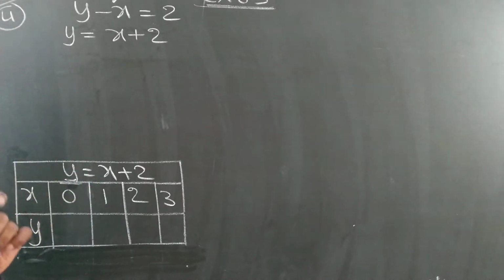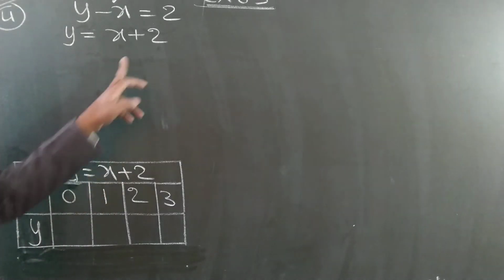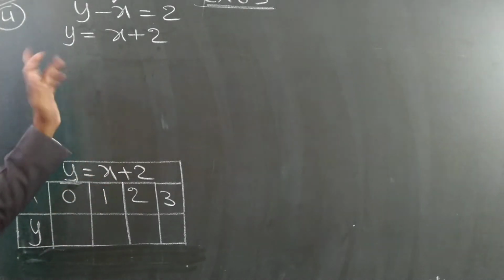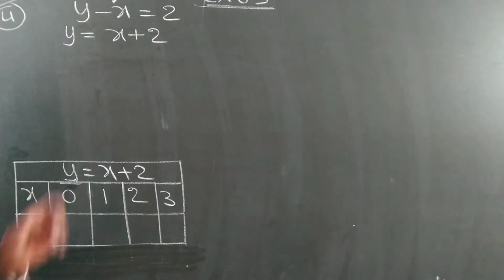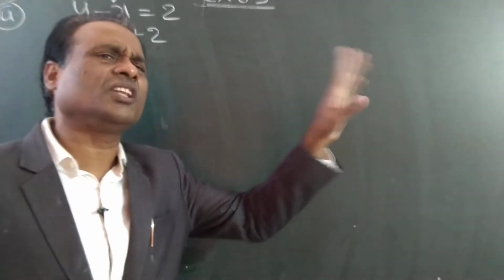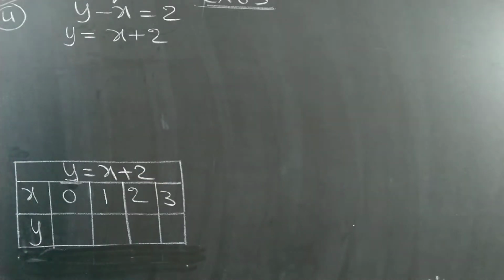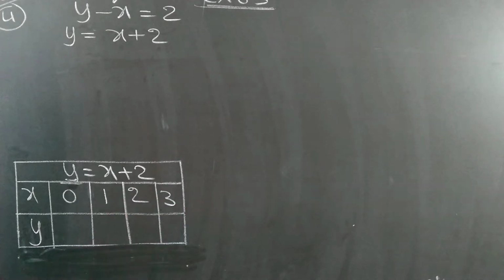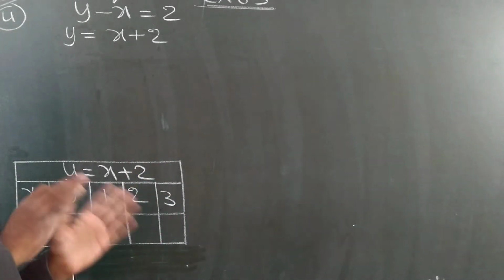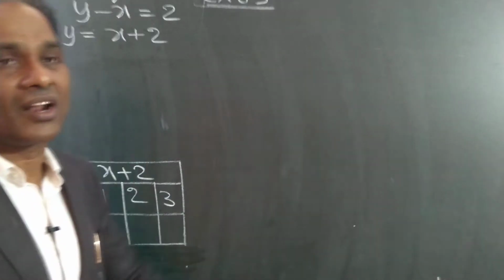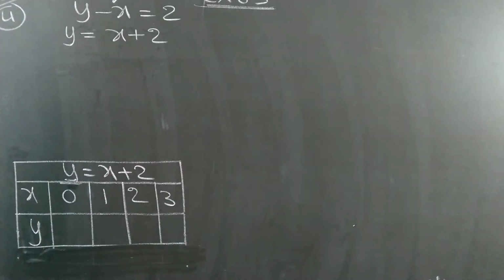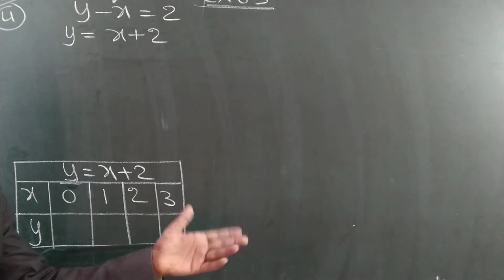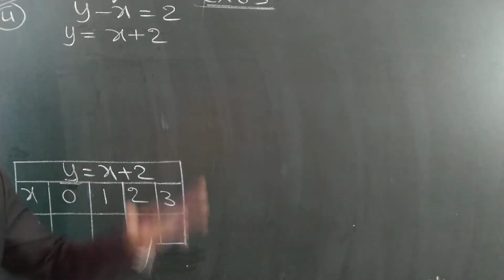But yesterday in one problem, we chose the right values for x so that we should not get a fraction. Suppose if x is equal to 1 you take, and the y value is 1 by 5 or 1 by 6, then plotting 1 by 6 on the graph is difficult. So try to avoid fractions. Here there is no fraction. While choosing the x values, see that we should not get a fraction, because a fraction is okay, but it is inconvenient to plot the point on the graph. Integers means 1, 2, 3, 4, 5, minus 1, minus 2, minus 3, 0. It is easy to locate.